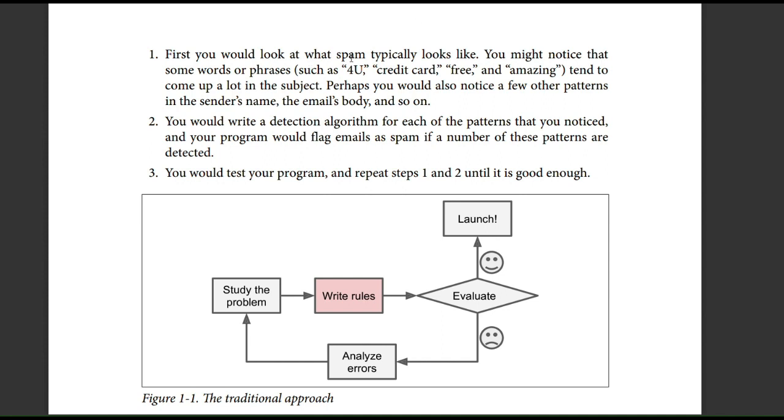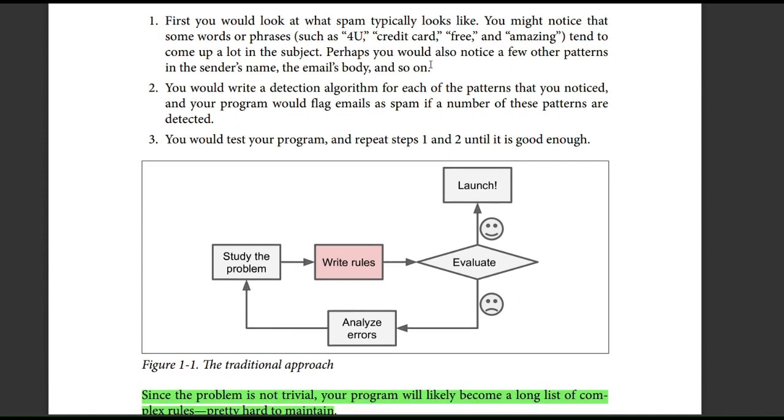So first you would look at what a typical spam email looks like. It may consist of any of these words: credit card, free, amazing, discount, for you, and many other such words. There can be thousands of such words present in a spam email that tend to come up a lot in the subject. Perhaps you'll notice that there are a few patterns in the sender's name and the email's body and so on. So this is what the programmer does if he or she has to build an algorithm in order to classify an email as spam or not.